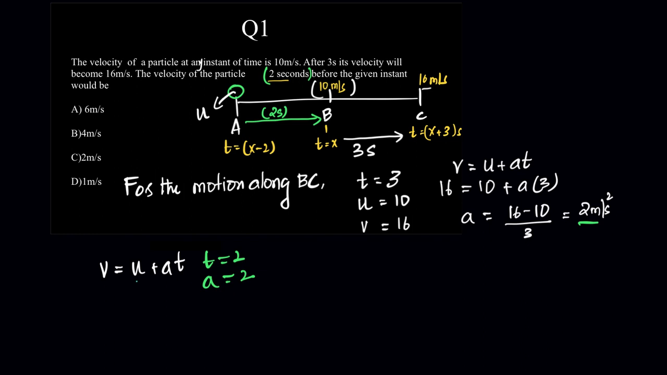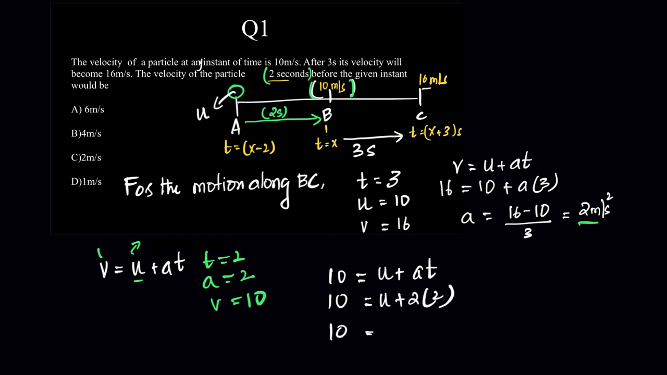What is the value of u? We need to find out. What is the value of v? We know that v is here 10 meter per second, which means 10 is equal to u plus at. So 10 is equal to u plus 2 into 2, which implies 10 is equal to u plus 4, and therefore u is equal to 10 minus 4, which is basically 6 meter per second. So the correct option is option A.